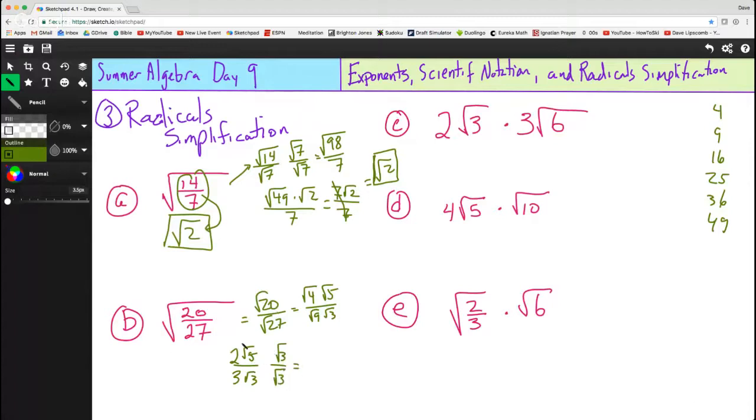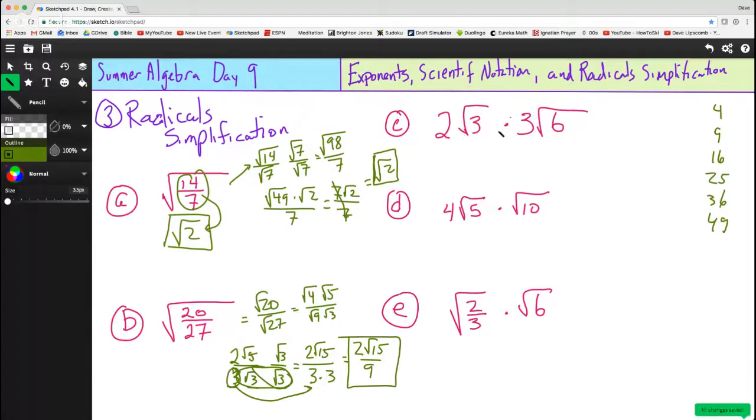And so on the bottom, we get 3 times the square root of 3. Well, the square root of 3 times the square root of 3 is just 3. So we get 3 times 3 on the bottom. There's our first 3, and this is our second 3. And then on the top, we get 2 root 15. So our answer is 2 root 15 over 9.